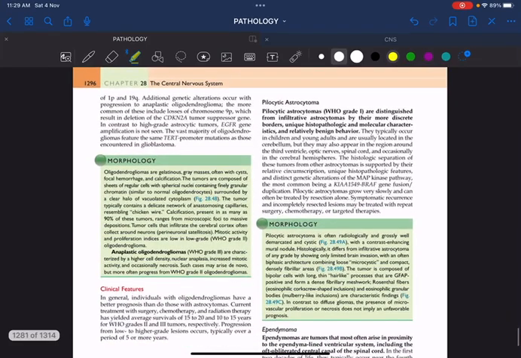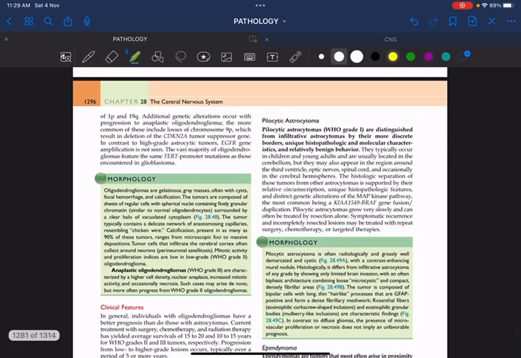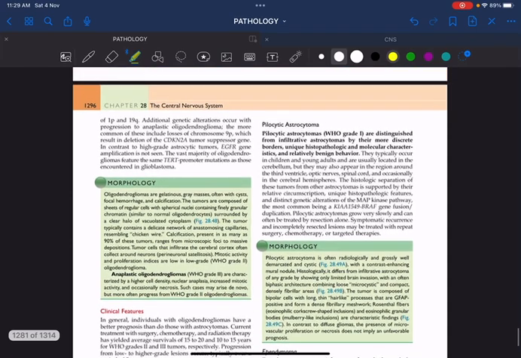Coming to another type, the grade 1 type of astrocytoma, we call it pilocytic astrocytoma. Pilocytic astrocytoma is distinguished by its benign character. The mutation is in the mitogen activated protein kinase pathway, and they mainly occur in the region of the optic nerve, spinal cord, third ventricle, and very rarely in the cerebral hemisphere. Again, they are responsive to chemotherapy as well as radiotherapy.